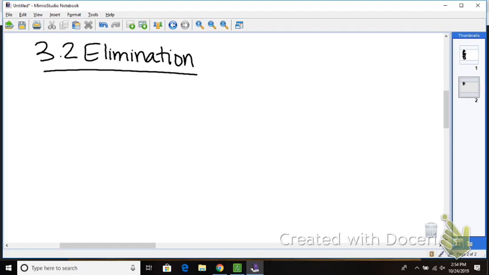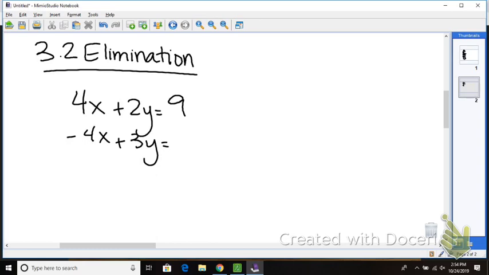So we don't have a lot of information in one day. Elimination is exactly what it says. You're going to try to eliminate a variable. For our first example, we'll start with a real easy one. If I have 4x plus 2y equals 9, and then negative 4x plus 3y equals 16.